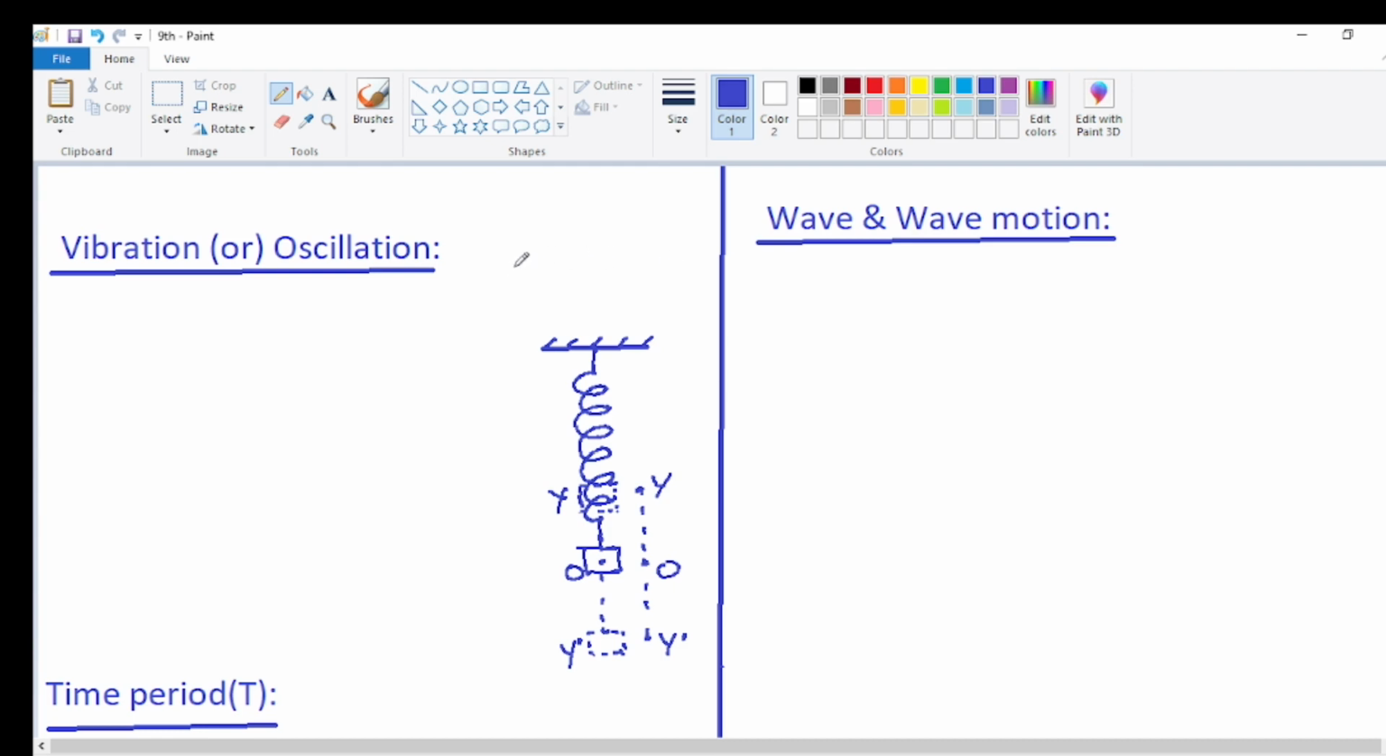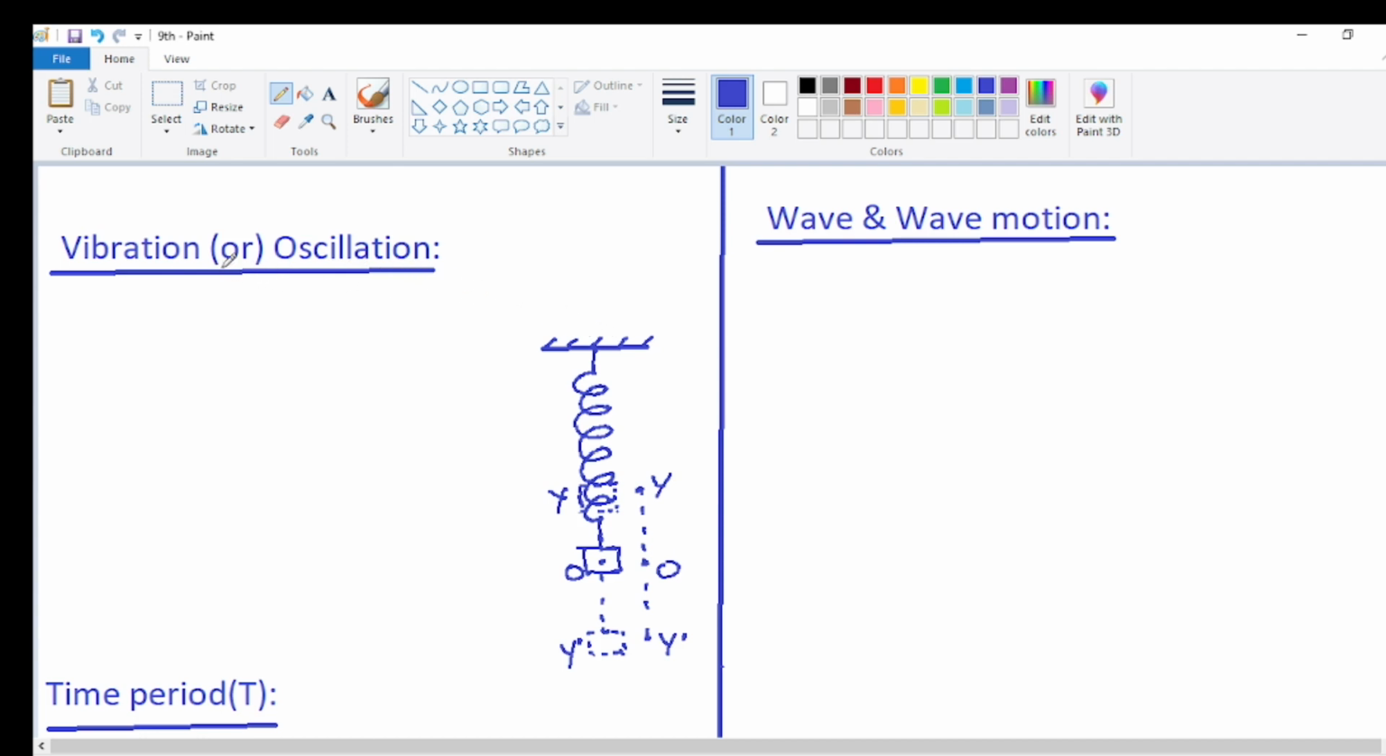Towards a point, observe the cursor carefully, and away from the point. So it's called to and fro. Such a to and fro motion is roughly called vibratory motion or oscillatory motion. Sometimes it's called vibratory motion, sometimes oscillatory motion.